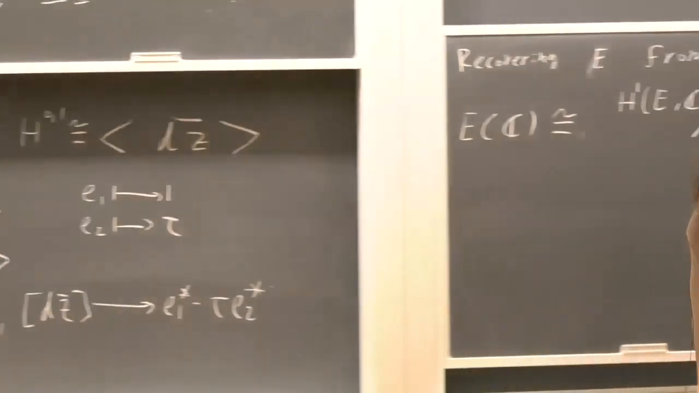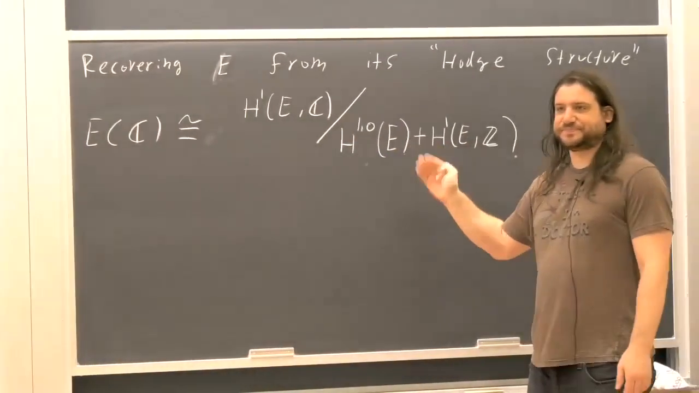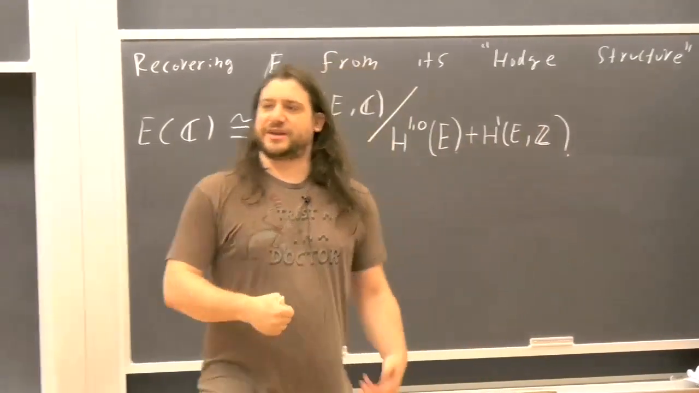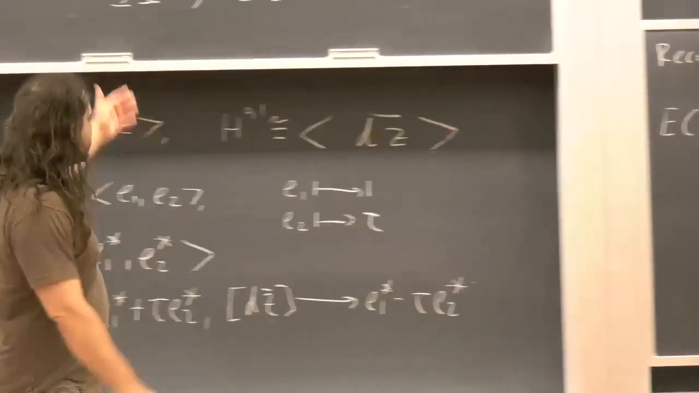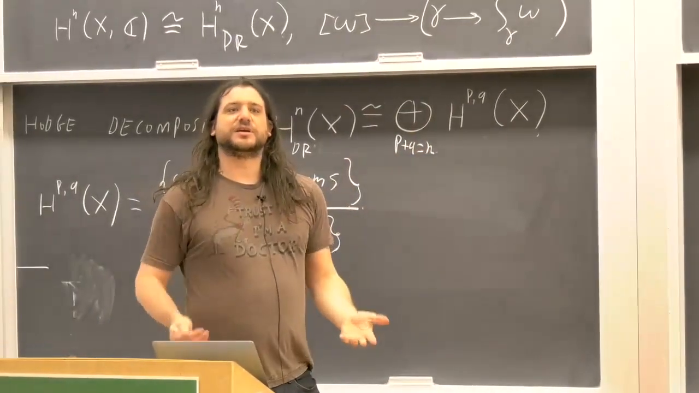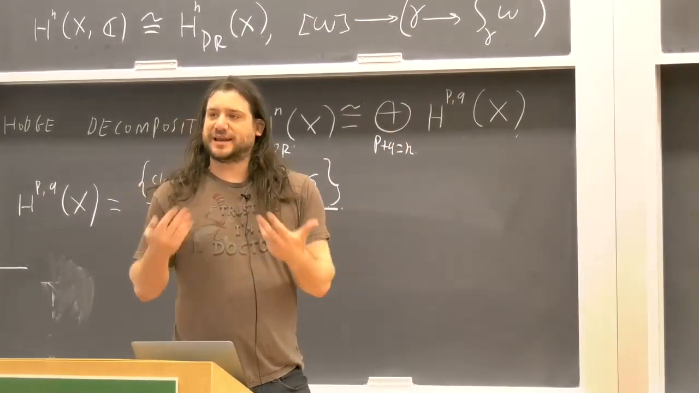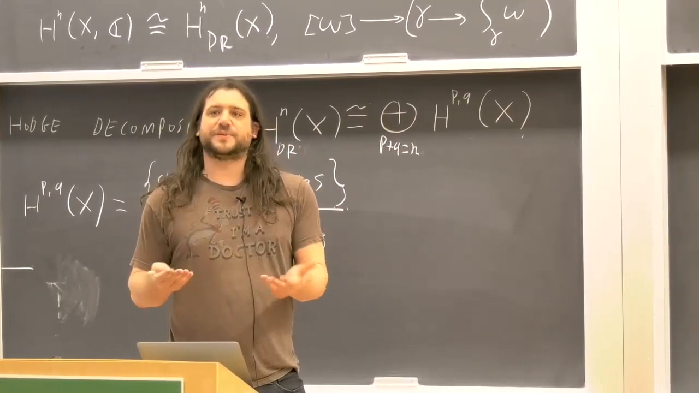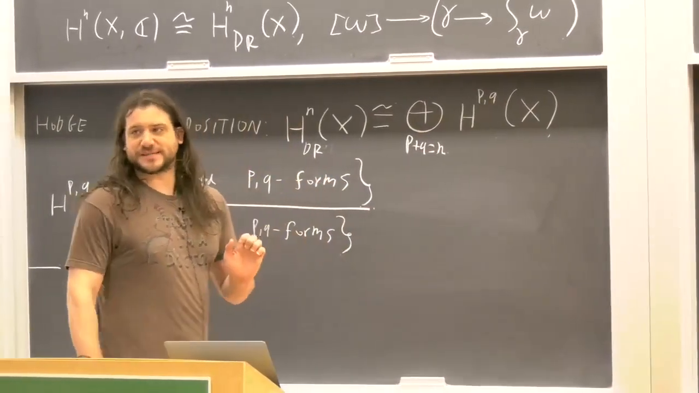And so what I recover here is the elliptic curve itself. And the point I want to make is that I recovered it purely from this kind of Hodge theoretic consideration, where I record this abstract lattice, and I record the decomposition of the lattice tensor C, the vector space, into these subvector spaces.